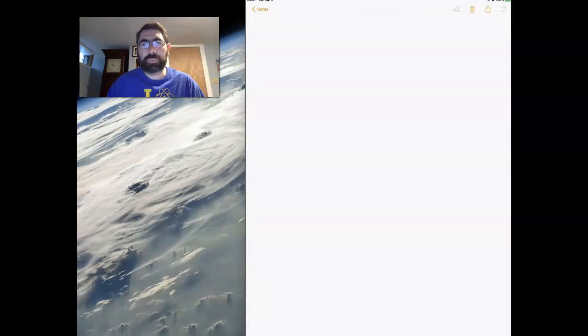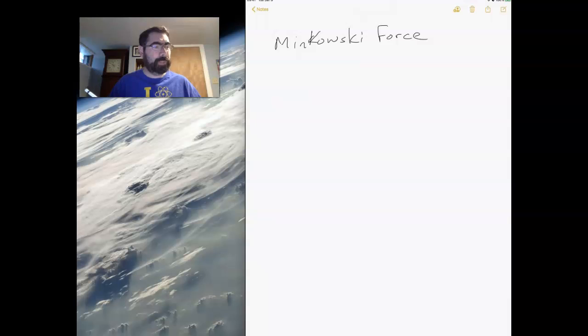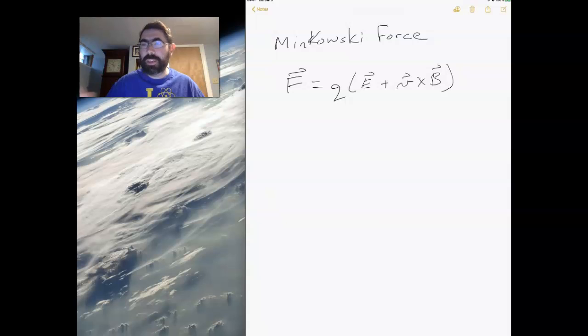Now that we've written Maxwell's equations in tensor formalism, we can start looking at other quantities. One of them is the Minkowski force. If you remember, the Lorentz force was F = Q(E + V cross B).